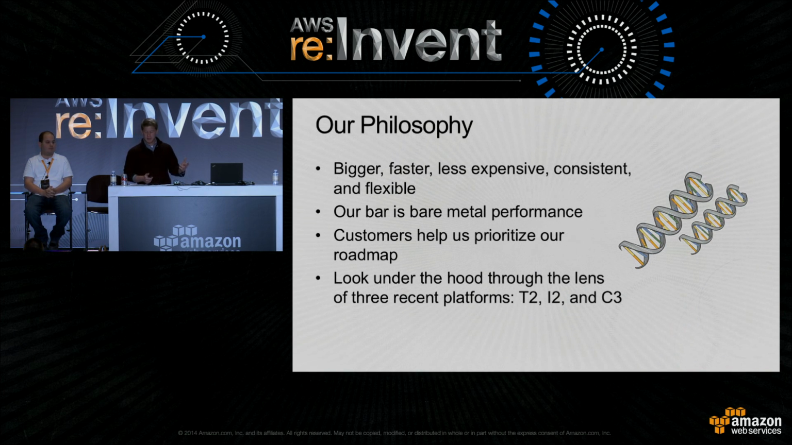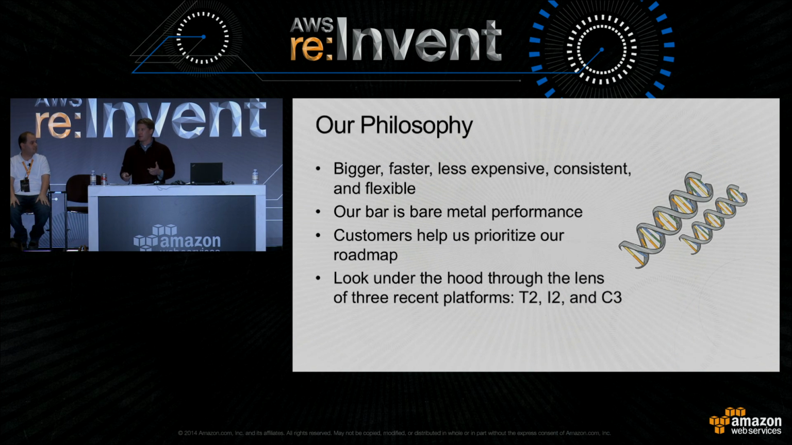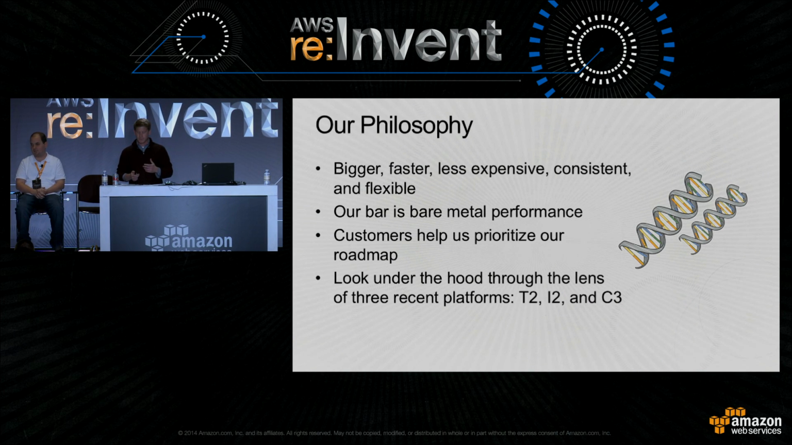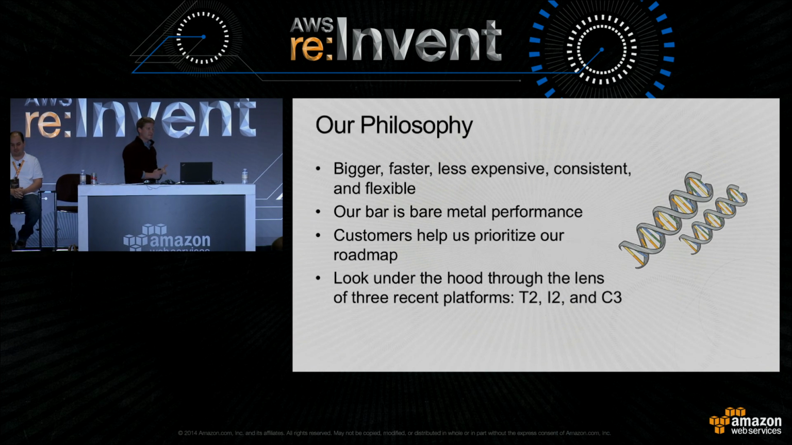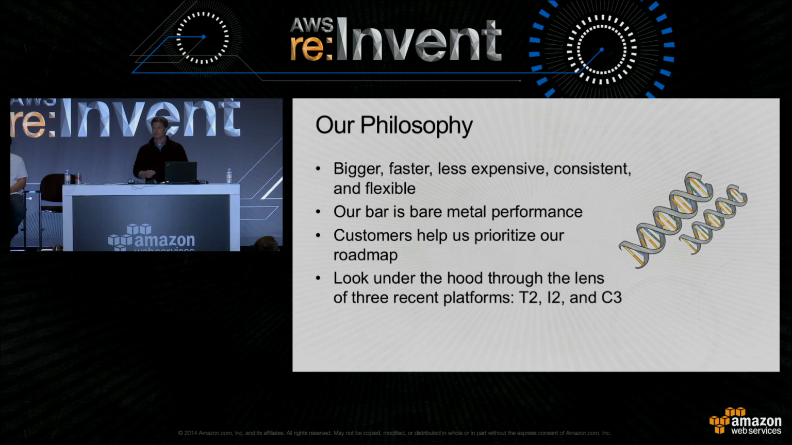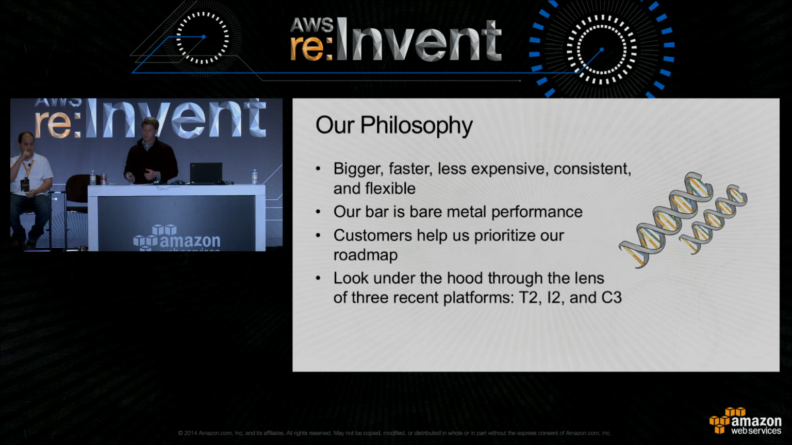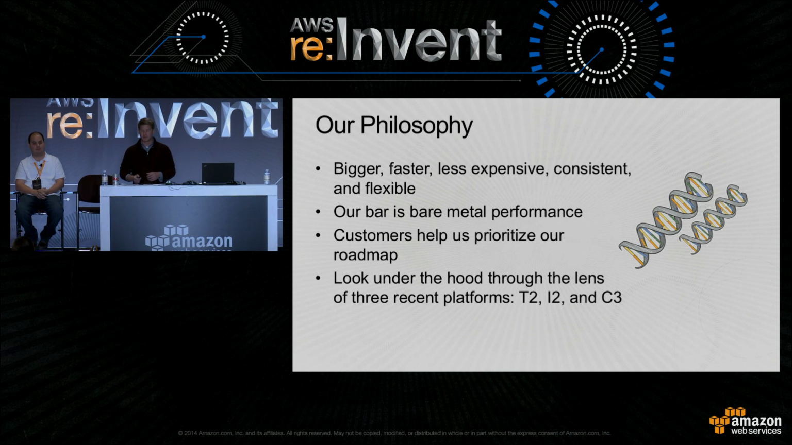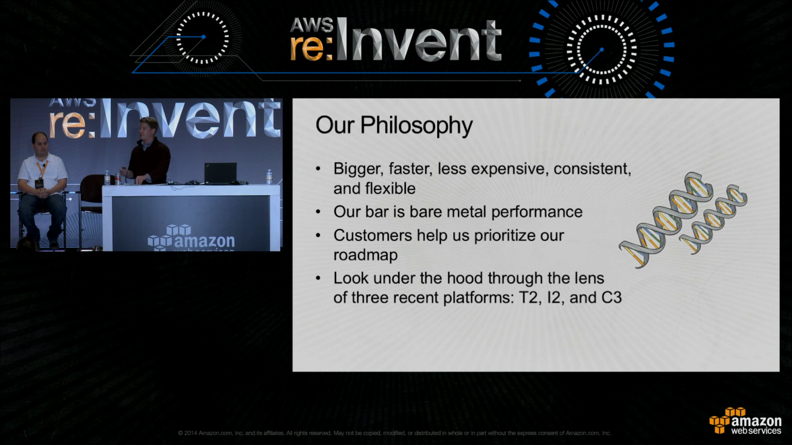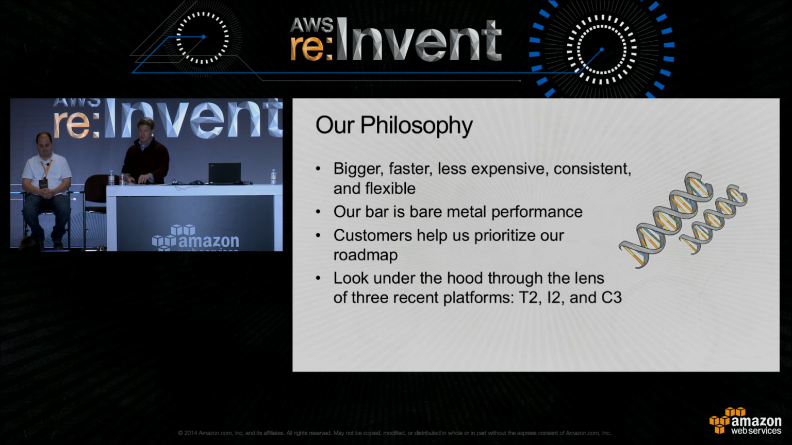So what do these trends mean to us, and how do we think about these as they relate to our instance platform? We really have a philosophy of no compromises. We want to offer you faster, bigger, less expensive instances that offer operating system flexibility and consistent performance. Our bar is really bare metal performance, and you, our customers, help us prioritize our roadmap, which is the path to bare metal performance. We're going to look at how we respond to these trends. Anthony will come up here in a second through the lens of a couple of recent platforms, T2, I2, and C3.